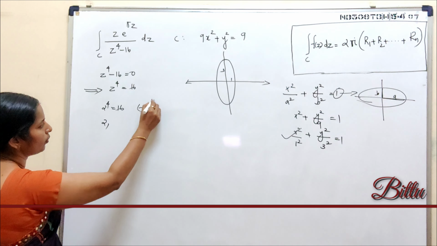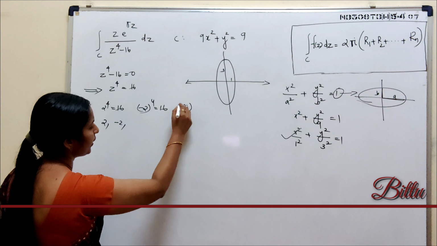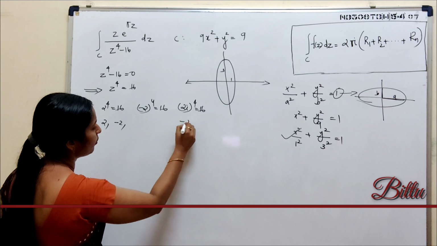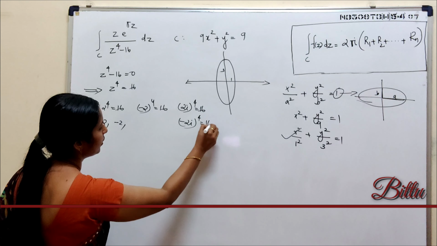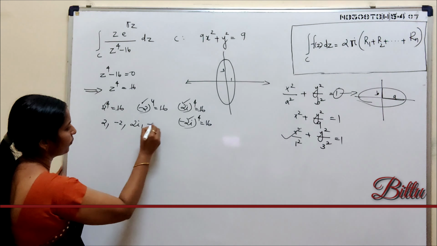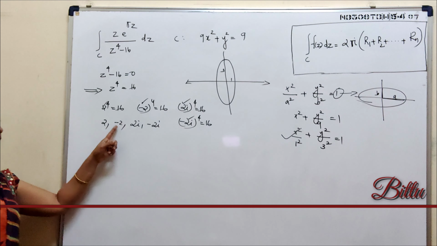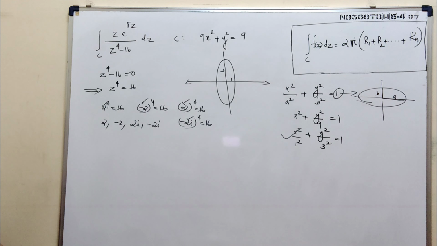Again, minus 2 raised to 4 is 16. So minus 2 is a solution. Again, we have 2i raised to 4 is 16, and also minus 2i raised to 4 is 16. So these are the solutions of this equation: 2, minus 2, 2i, minus 2i.